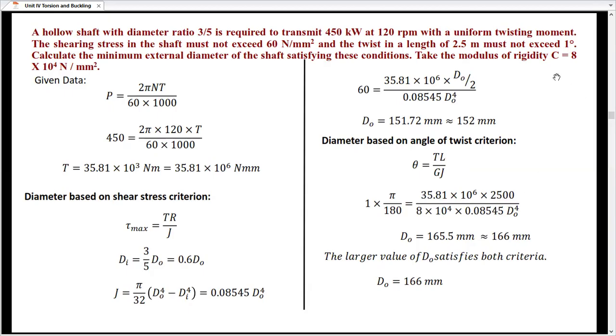Upon G value is available, modulus of rigidity, 8 into 10 raised to 4 Newton per mm square. And J, that is polar moment of inertia, 0.08545 outer diameter raised to 4. So we are getting outer diameter 166 mm. So based on this angle of twist and shear stress, we can say that for safety of that shaft during power transmission, we can take the larger value to avoid the failure, that is 166 mm. So in this way, we can calculate the diameter of a shaft based on shear stress and angle of twist. Thank you.